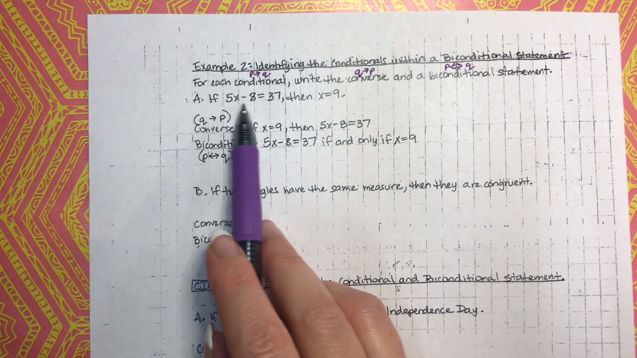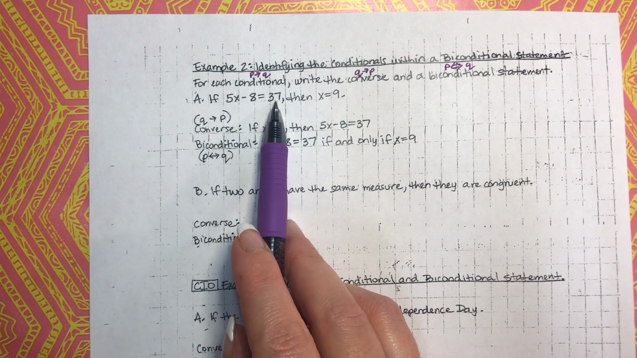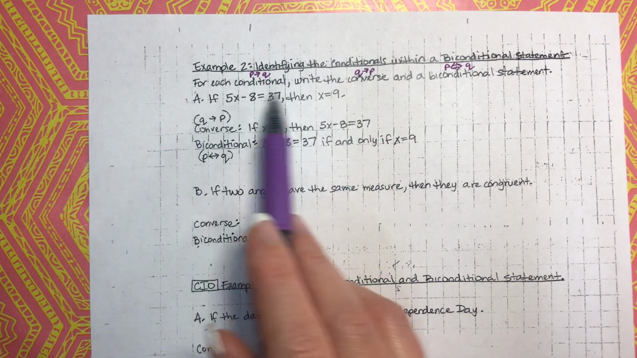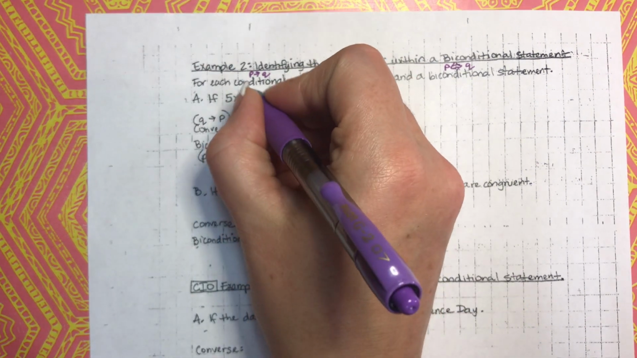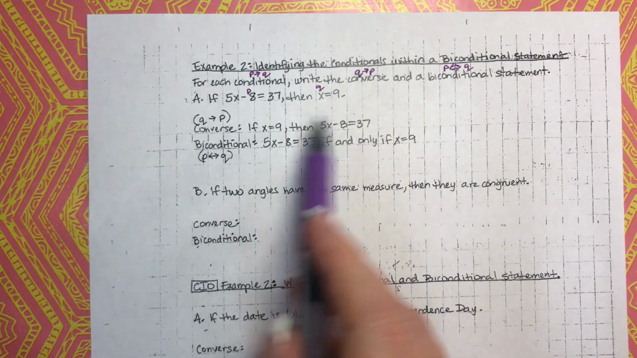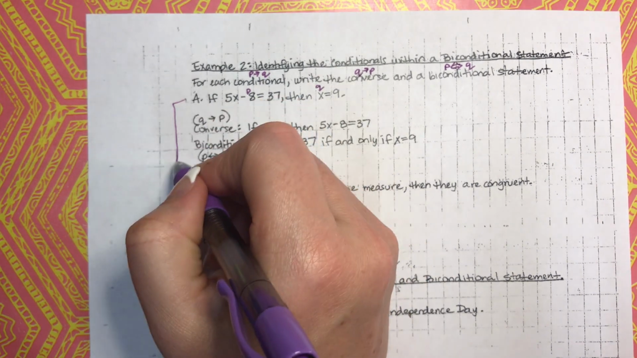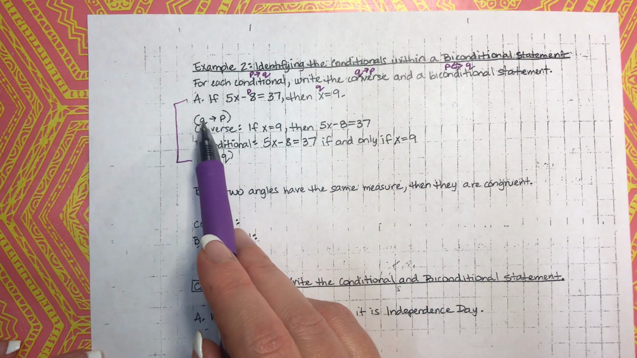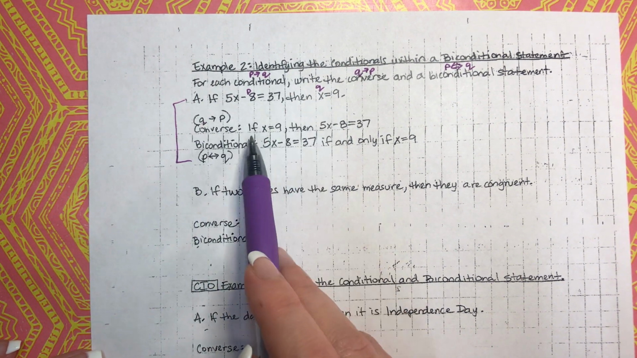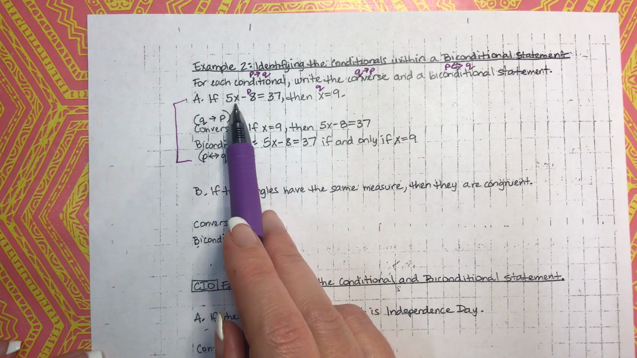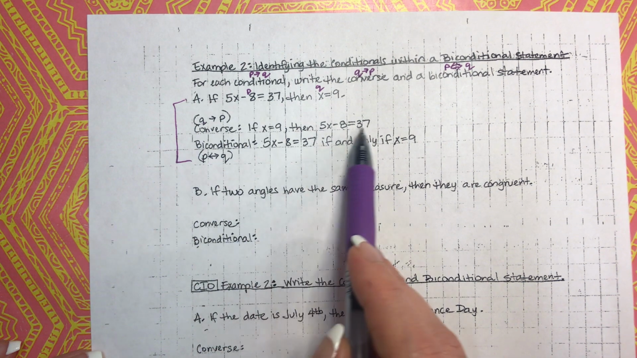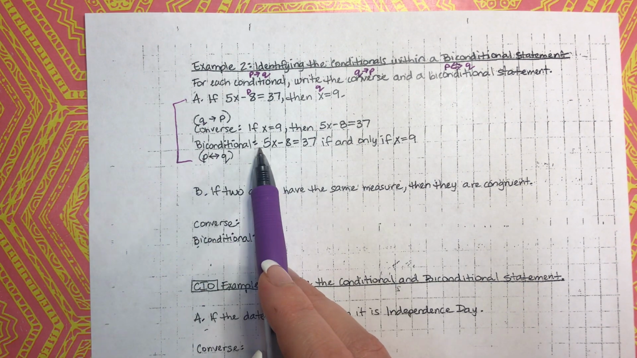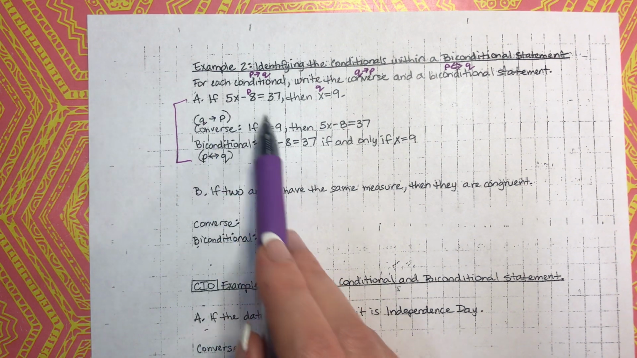It says, if 5x minus 8 equals 37, then x equals 9. Awesome. That's a conditional. It has our if and then. This is our P, this is our Q. So then we have to write the converse, which is Q to P. So if x equals 9, then 5x minus 8 equals 37. Okay, that's the converse. And then we just have to write the biconditional, which we have the P first.